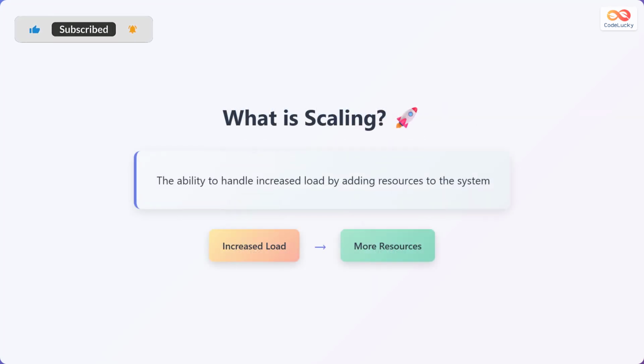Scaling refers to the ability of a system to handle increased load by adding more resources. As the demand or load on a system increases, scaling allows it to maintain performance and availability. This can be achieved by adding more servers or upgrading the hardware of existing servers.